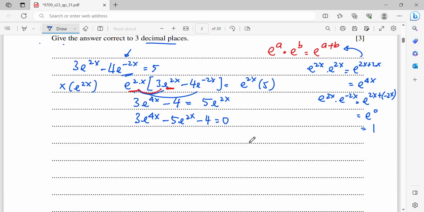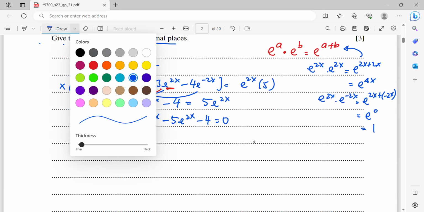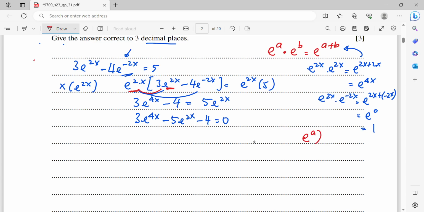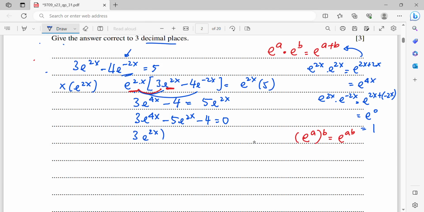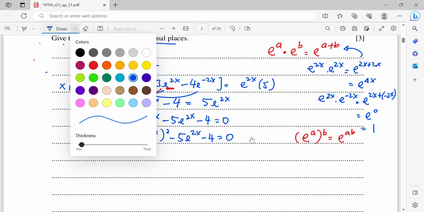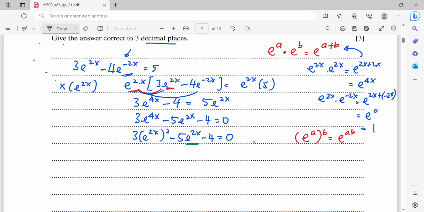From here I notice that e^(4x) is basically the square of e^(2x), according to another formula: e^a to the power of b is the same as e^(a times b). So I will just write 3(e^(2x))^2, which is my e^(4x) as well, minus 5e^(2x) minus 4 equals 0. From here, it is a quadratic equation in terms of e^(2x). When you compare to the quadratic equation ax squared plus bx plus c, that means now your x becomes e^(2x), so this (e^(2x))^2 will be the x squared.